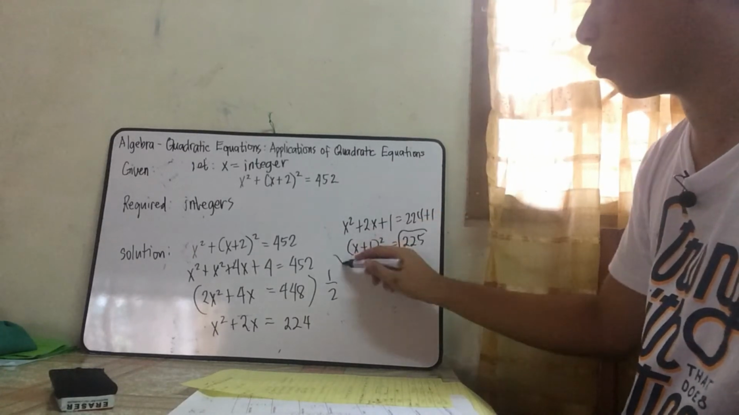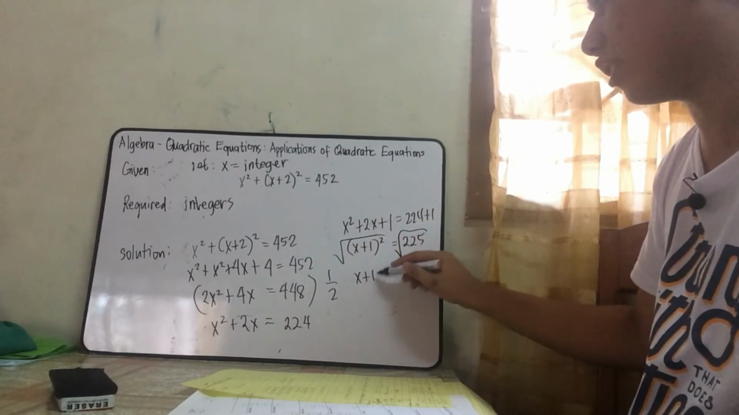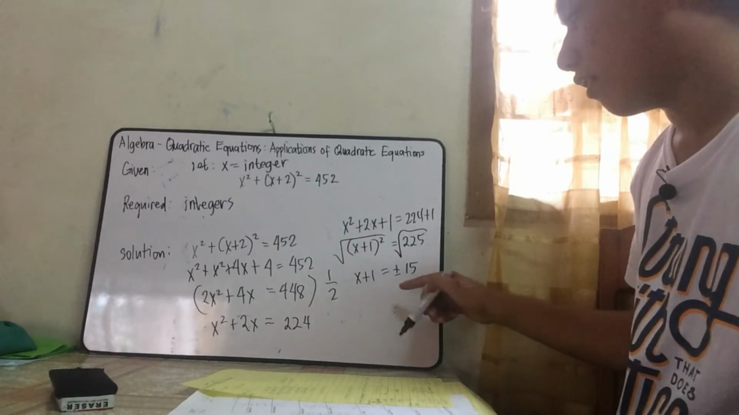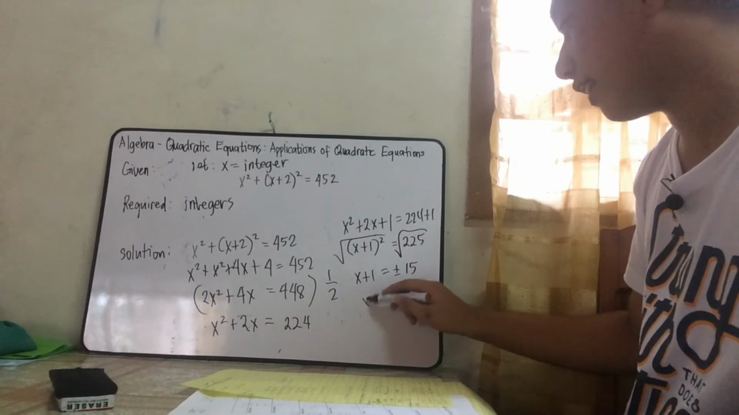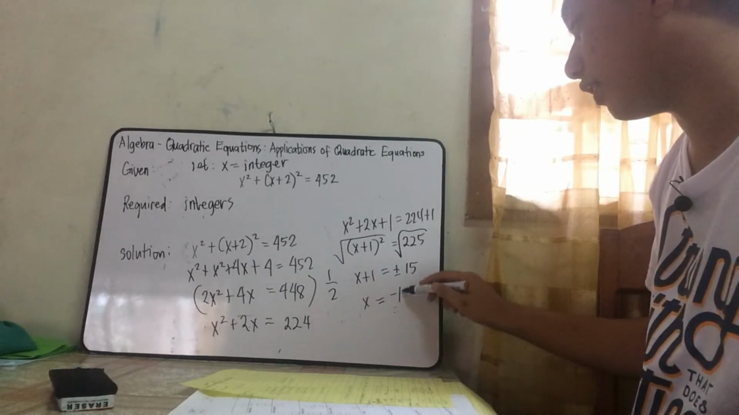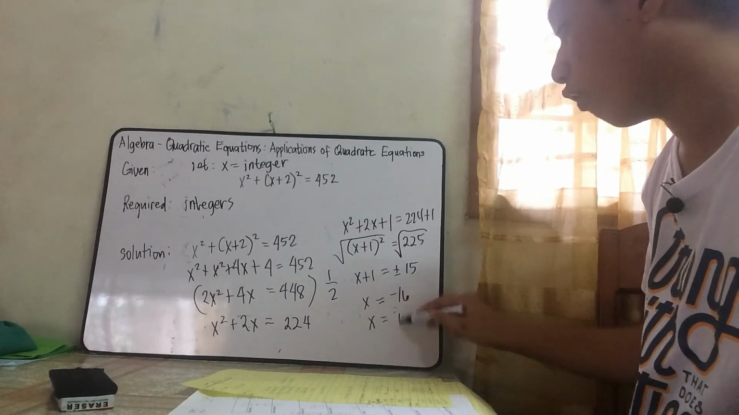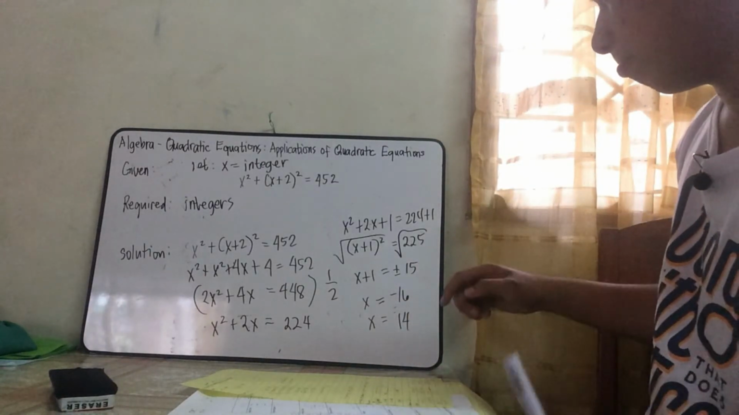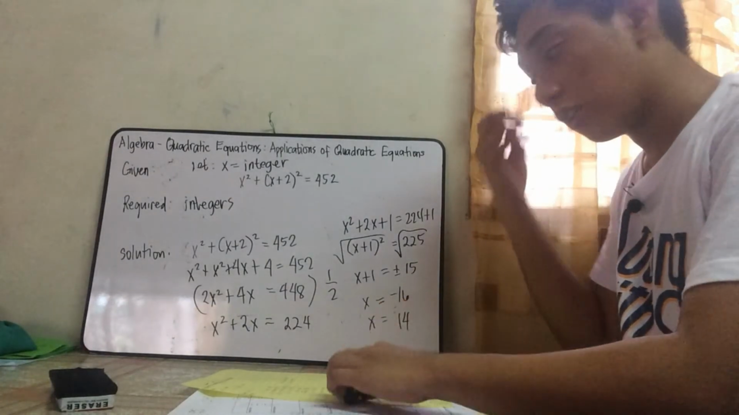We take the square root of both sides. So this becomes x plus 1 is equal to plus or minus 15. Now, dalawa yung answer, so this becomes x is equal to negative 16 and x is equal to 14. Okay ba? Tama ba? Tama.